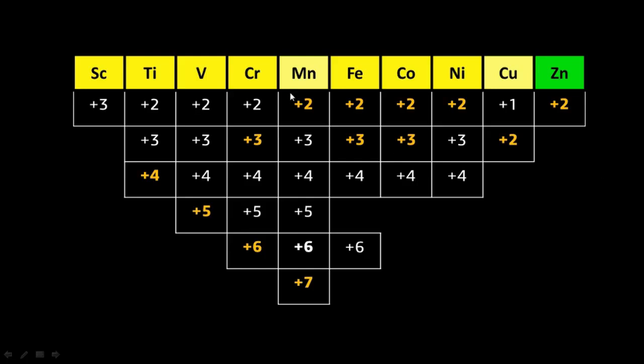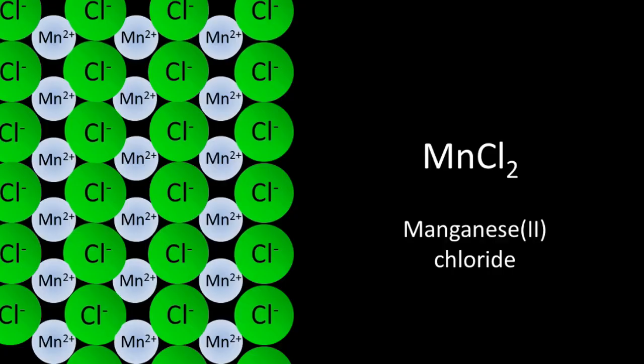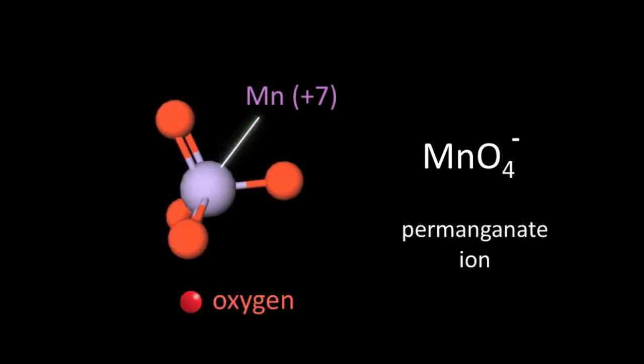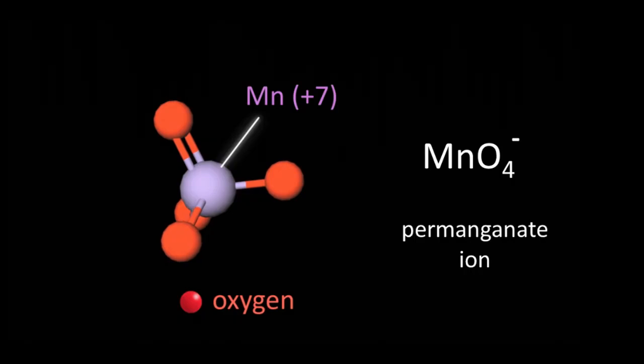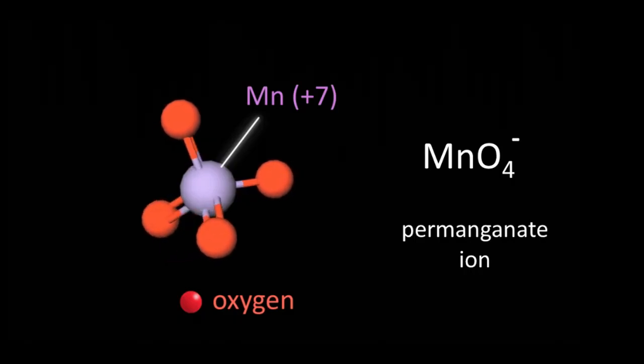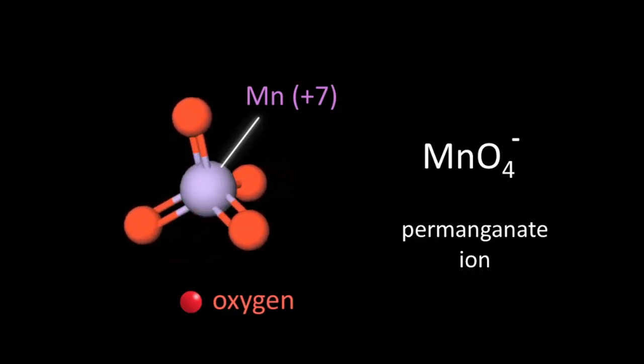Now this happens because while the +2 oxidation states, the lower oxidation states, are ionic, the higher oxidation states like +7 of manganese are actually covalent. So while manganese 2 chloride is mostly ionic, made up of manganese 2 plus and chloride ions, compounds of manganese in which manganese is at a high oxidation state like the permanganate ion, these compounds are covalent.